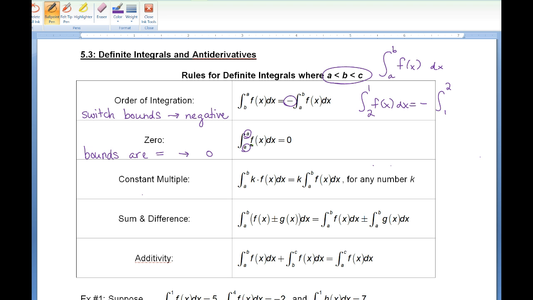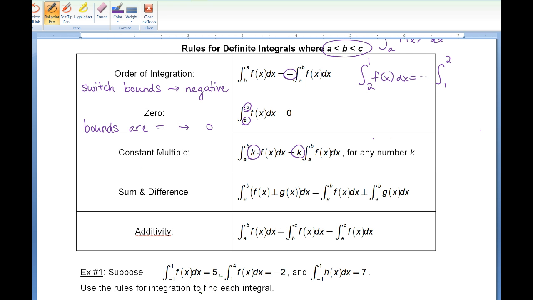Constant multiple. If you have a number, this is actually very similar to derivatives. If you have a number in front of the function, you can bring that out front. So the constant multiple can be multiplied on the inside or the outside of the integral, whichever makes it easier for you. Okay? Sum and difference. So with integrals, it's as if you can distribute the integral sign, so you can do the area under the curve for f of x, and then the area under the curve for g of x, and then add those two results. So it's just kind of like distributing.